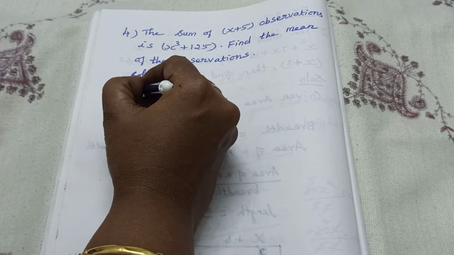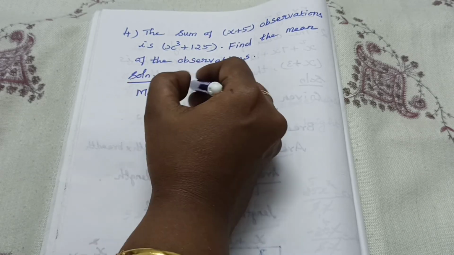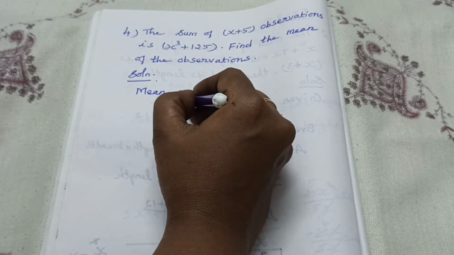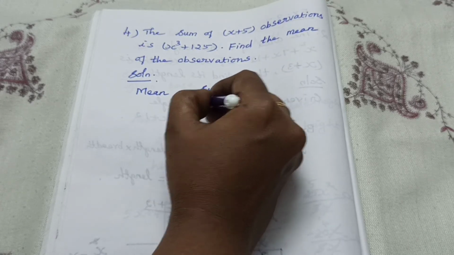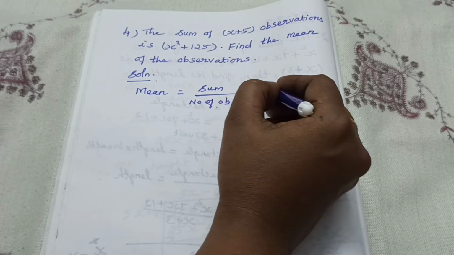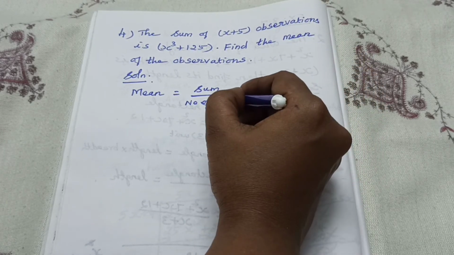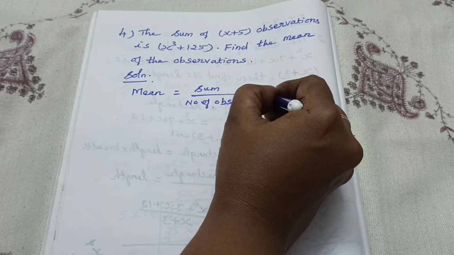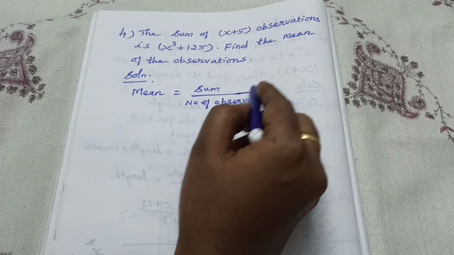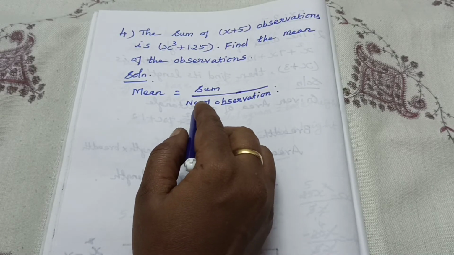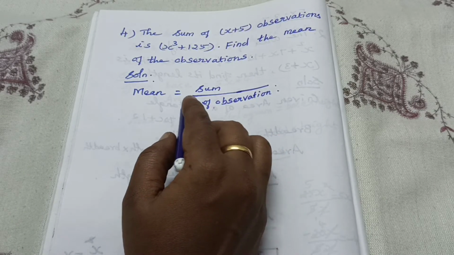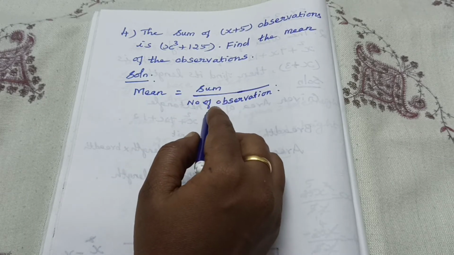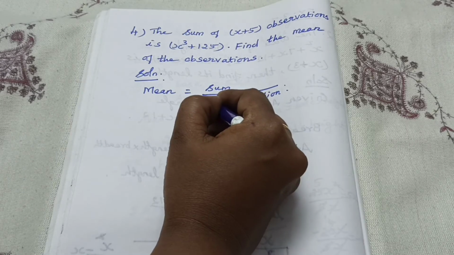Then mean is equal to, what's the formula? Mean is equal to sum of the observation divided by number of observation. Sum divided by number. Okay, that's the meaning here. Mean of the observation is equal to sum of the observation divided by number of observation.